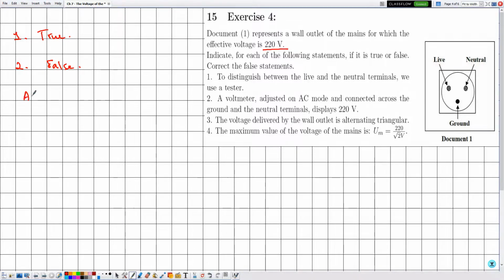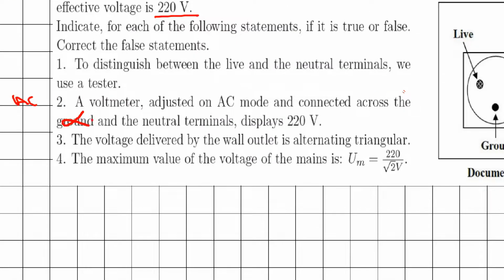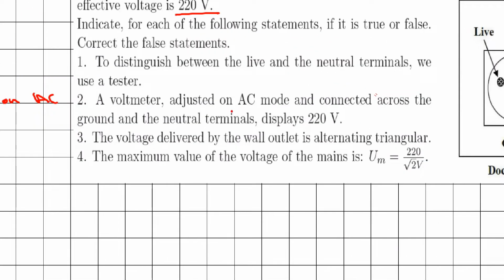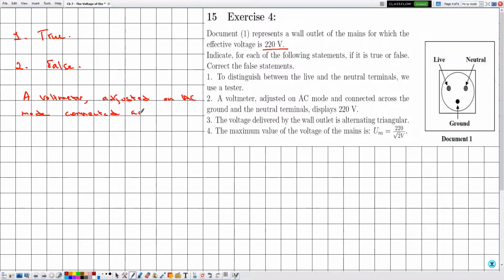We say that a voltmeter, so we will change the ground to the live, or you can even change the neutral to the live, connected across the live and the neutral terminals, displays 220 volts, which is the effective voltage.